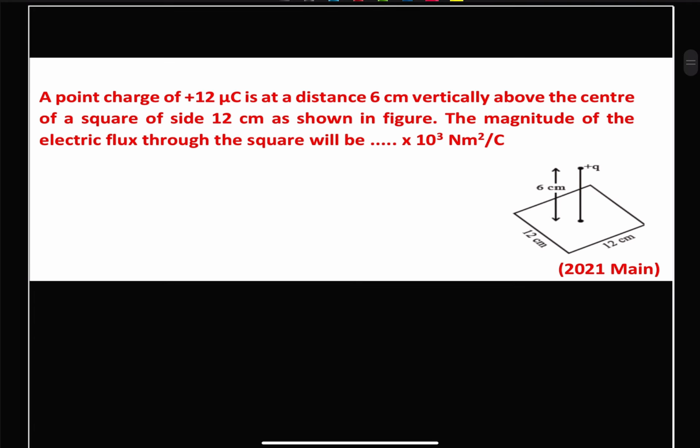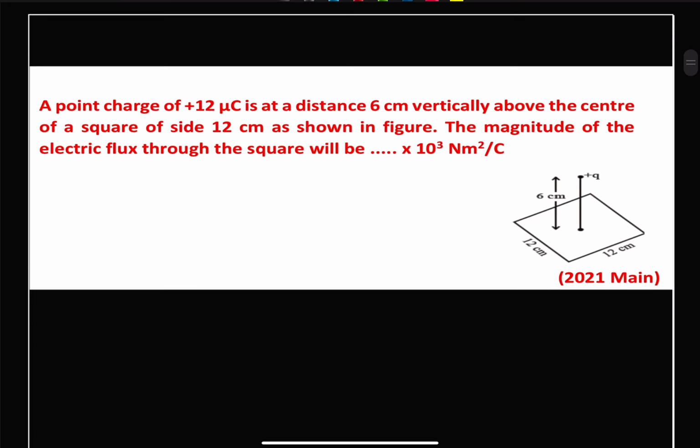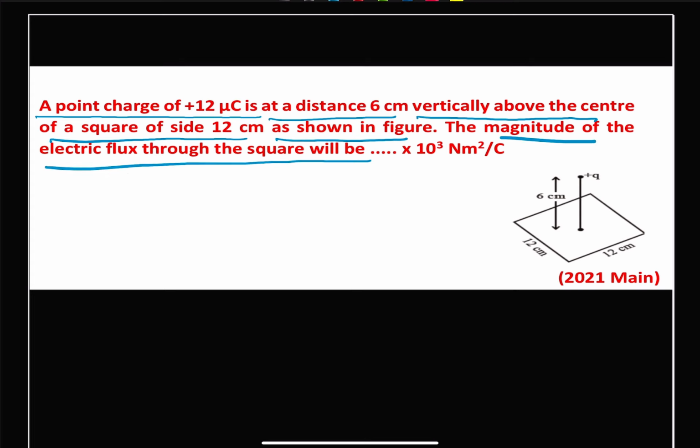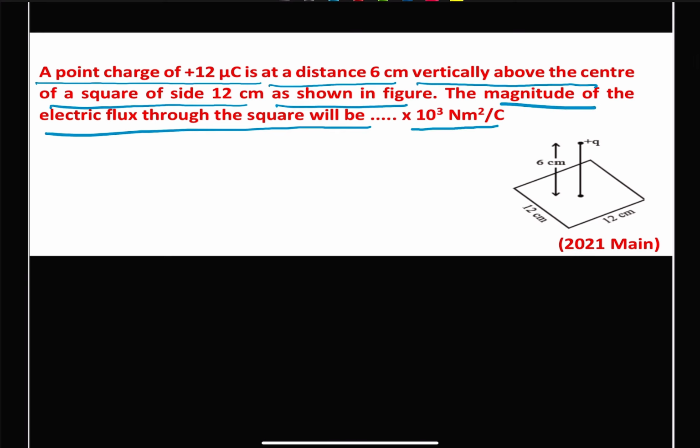We are given a point charge of 12 microcoulomb at a distance of 6 cm vertically above the center of a square of side 12 cm as shown in the figure. The magnitude of the electric flux through the square will be dash times 10 to the power 3 newton meter square per coulomb. A basic figure is given to us. We are given a square which is 12 by 12, and a charge of plus q is placed at a distance of x from the center of the square.